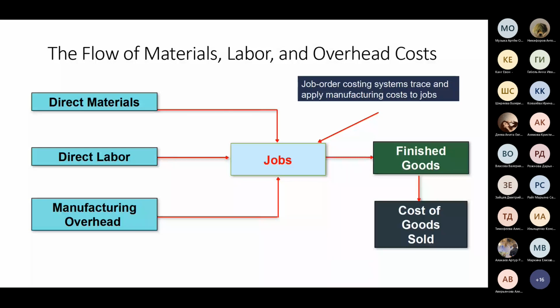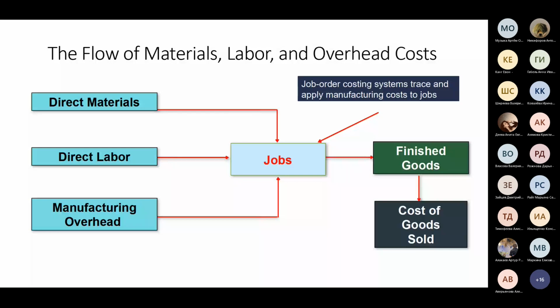The idea here is that all these direct materials, labor, and overhead are collected and specifically assigned to each job. And only after that, if all the jobs are complete, we convert it into the cost of goods and move these amounts to the specified account.